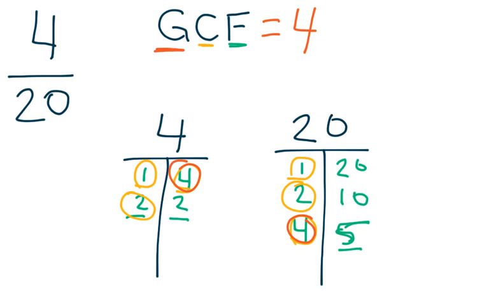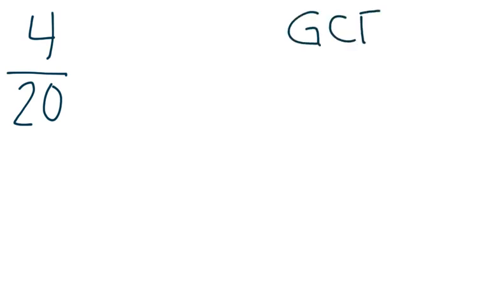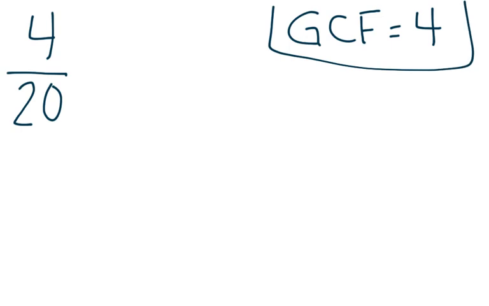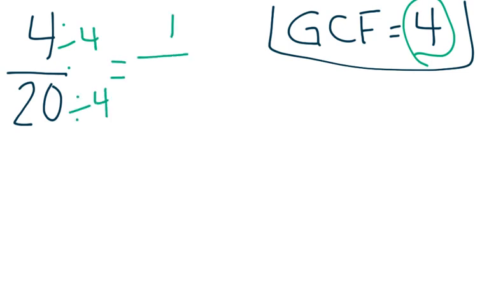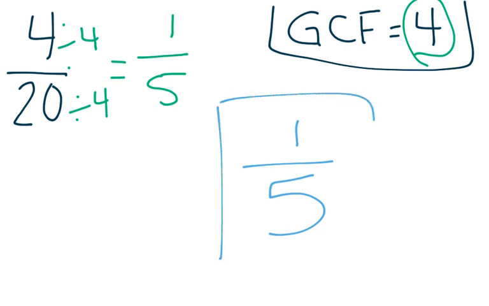So I'm going to go to a new page. So our fraction is 4/20, and our GCF equals 4. So then I'm going to take that GCF of 4 and I'm going to divide both my numerator and my denominator by it. 4 divided by 4 is 1, and then 20 divided by 4 is 5, because 4 times 5 gets me 20 and 1 times 4 gets me 4. So my answer to this problem, if I simplified 4/20, would be 1/5. That is the simplified version.